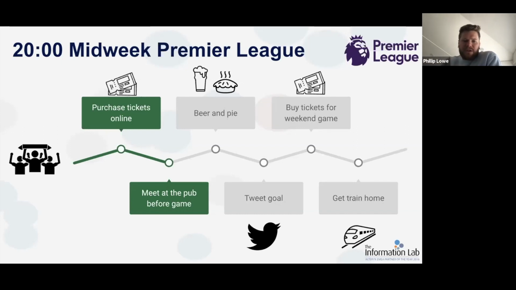So there's a few touch points here when they're in the stadium. There's a few touch points before that. But really, the only interactions are the usual ticket revenue, some things from the food and drink concession stands, and then maybe they might buy tickets when they're actually in the stadium. But that's the day of a midweek Premier League game.